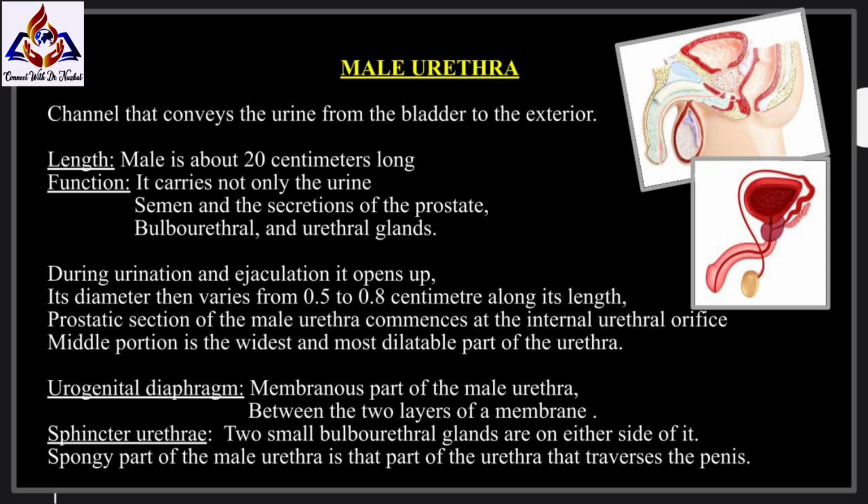The spongy part of the male urethra is that part of the urethra that traverses the penis. It passes through the corpus spongiosum of the penis. The ducts of the bulbourethral glands enter the spongy urethra about 2.5 centimeters below the lower layer of the urogenital membrane, except near its outer end. Many mucous glands also open into it.